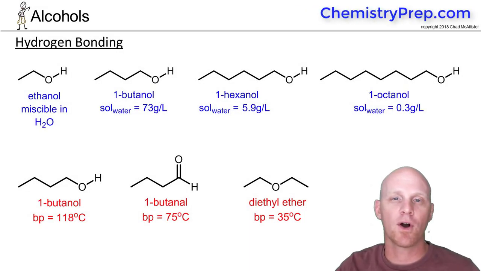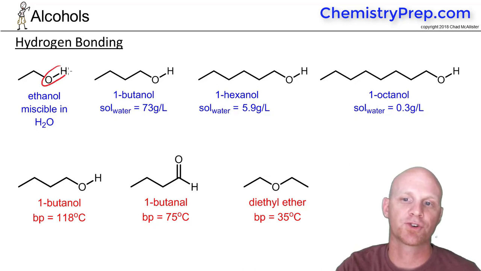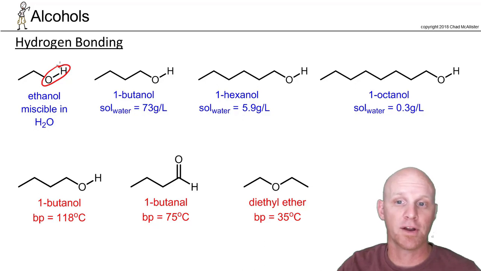So now we've got a whole chapter on alcohols. And the hallmark of an alcohol here is that you've got an OH group. We call that a hydroxyl group. And having an OH bond, you are capable of hydrogen bonding as an alcohol. And as a result, it's going to affect the physical properties here, both solubility as well as boiling point.